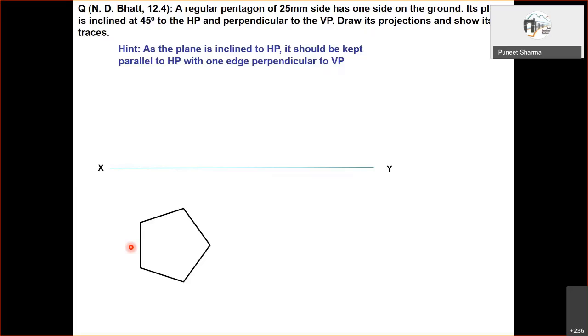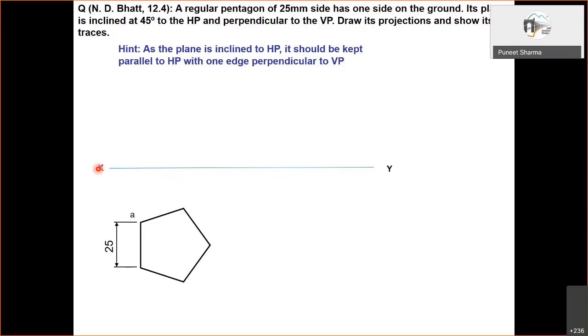Side is given to you, included angle you know. So then you will have to draw the pentagon. While doing this, we have to also keep this line perpendicular to XY so that this endpoint and this endpoint both will get coincident while we draw the front view.